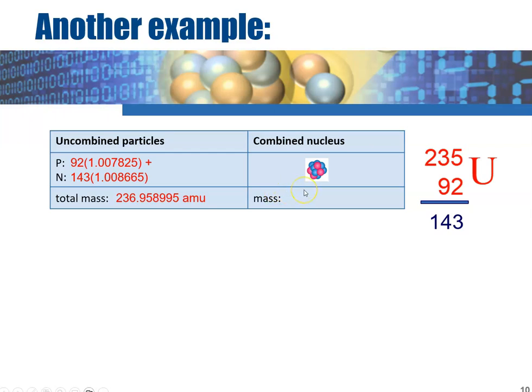But then we form the nucleus, and now I'm going to go look up the mass of the nucleus. I won't do that with you here. I'll just put in the number. And as expected, the mass of the particles is always greater than the mass of the nucleus. There is some missing mass. The missing mass is called the mass defect.